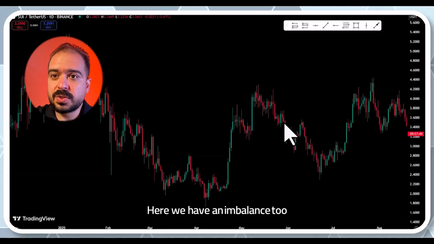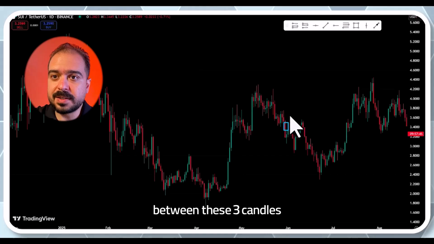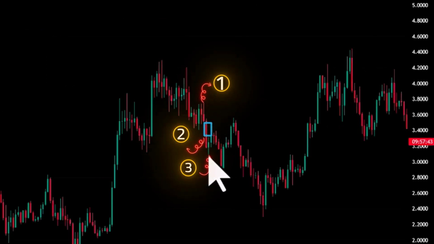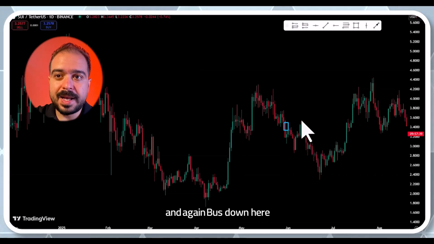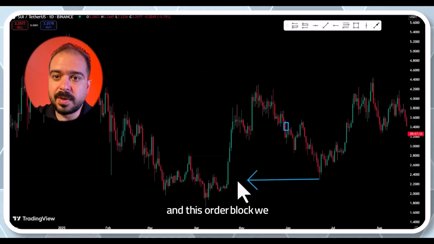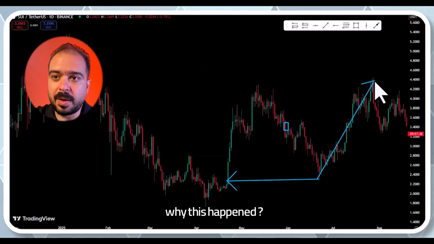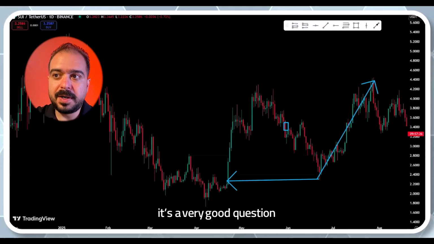Here we have an imbalance too, between these three candles, 1, 2, 3, and the market comes back here, does this pullback and again bounces from here. But from this candle and this order block, we have a very big move up. Why did this happen? It's a very good question.